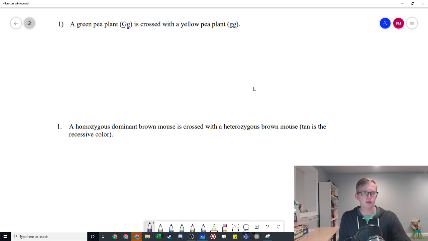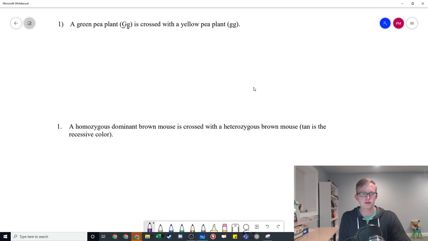So we have one green plant, and it's being crossed with a yellow plant. Now the only way in which a plant could show the yellow phenotype is if it had two lowercase g's, because it doesn't have that dominant green allele, and so instead of showing up as green, it shows up as yellow.